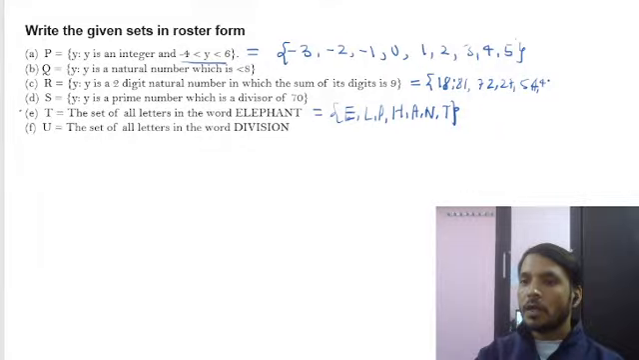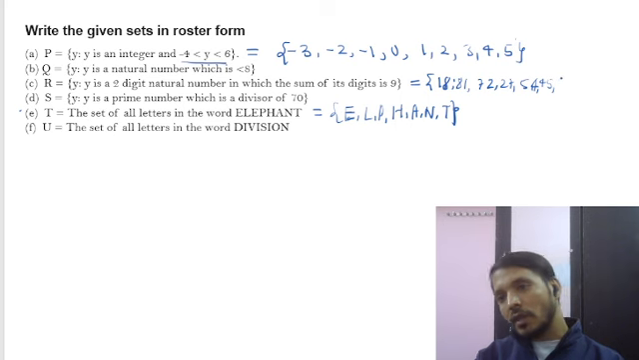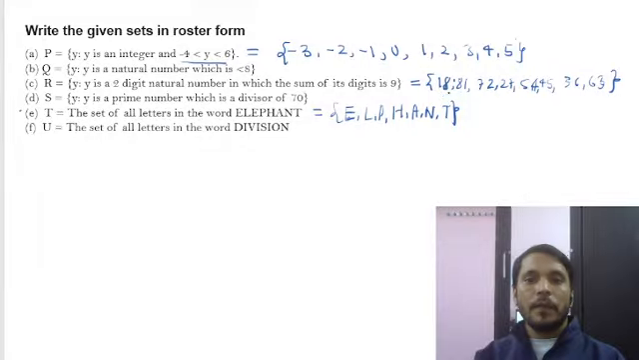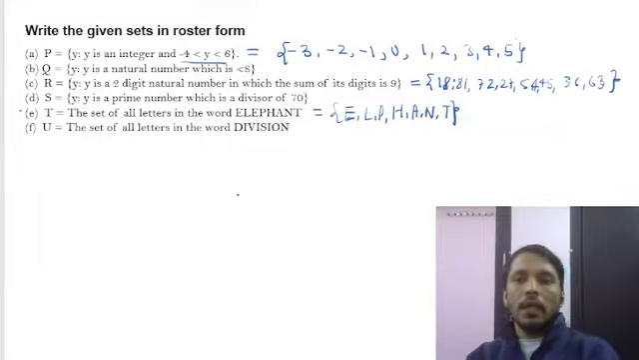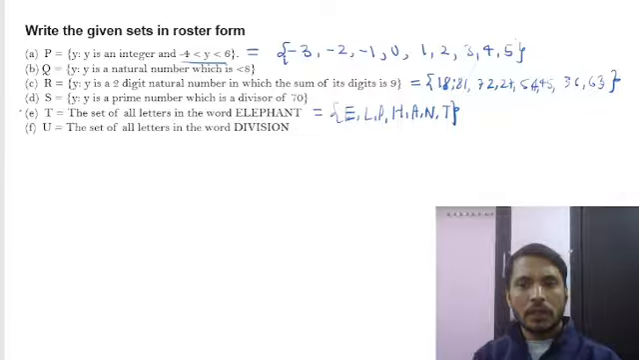5, 4, comma, 4, 5. Sum is 9. One more, 3, 6. This is 36 and 63. Anything more? 54 is already done. So these are the elements of the two-digit numbers whose sum of digits is 9, right? So those are the questions based on conversion into roster form.